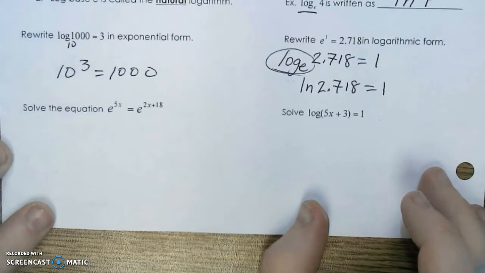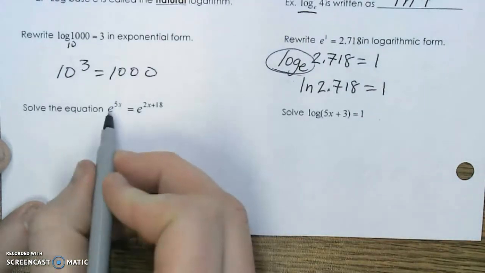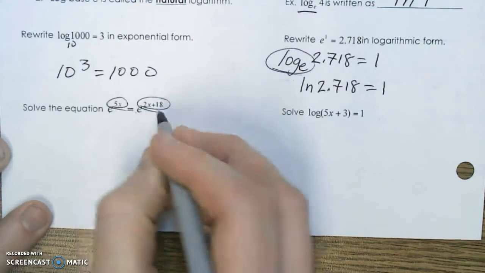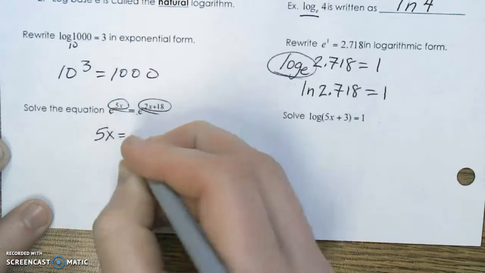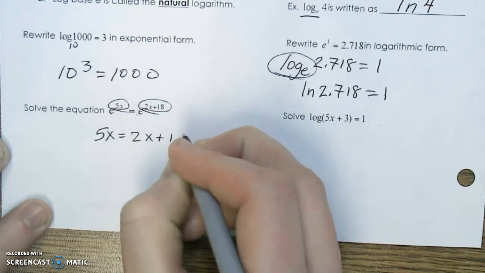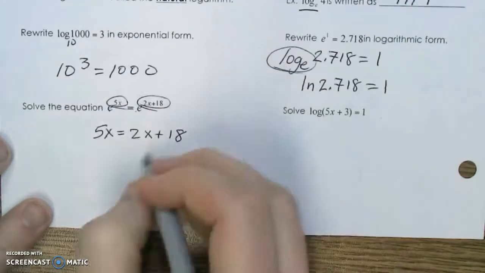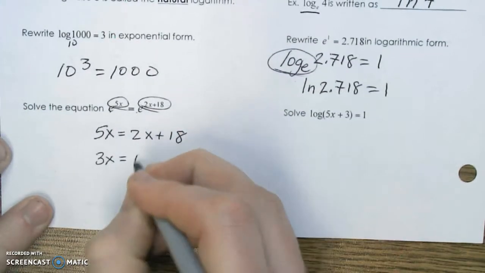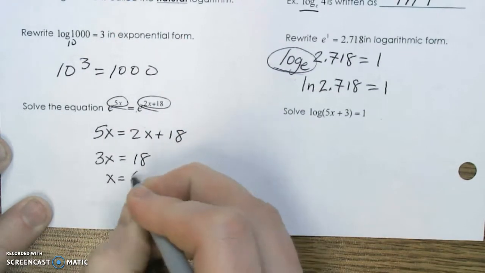Here, solving the equation, just like the first few examples, the bases match, so you can set the exponents equal. This is just showing that E acts just like any other number. Subtract 2x to the other side and divide by your 3.